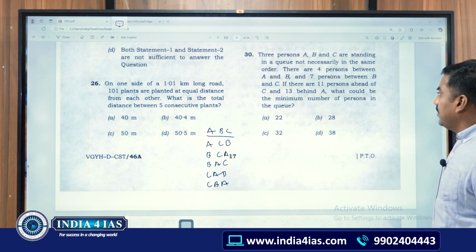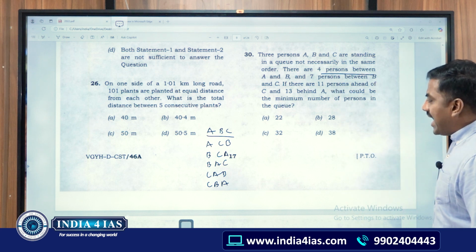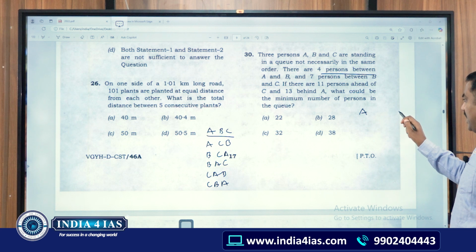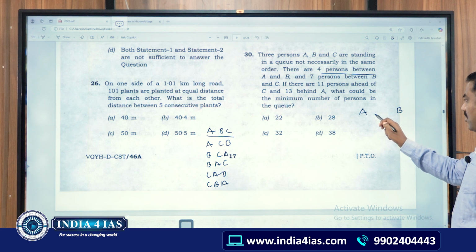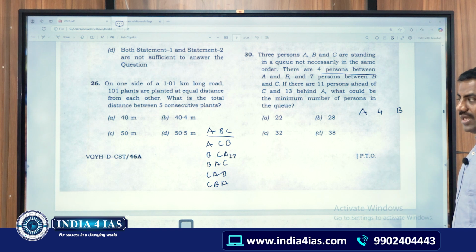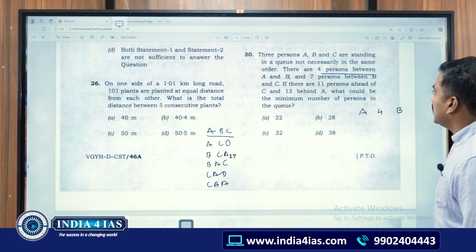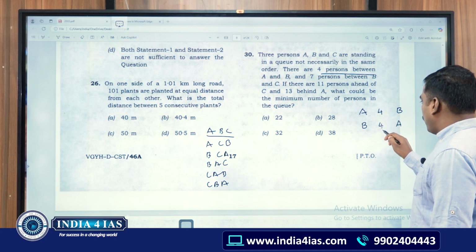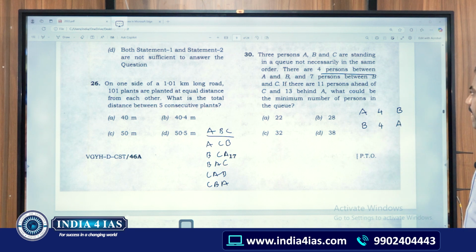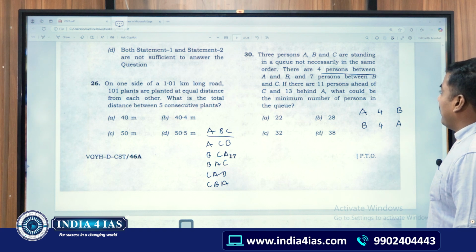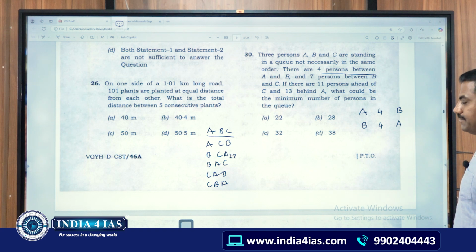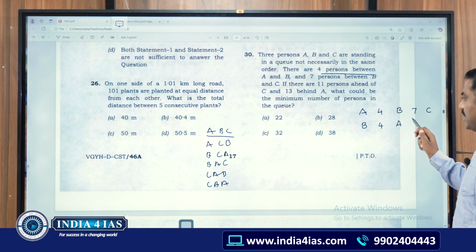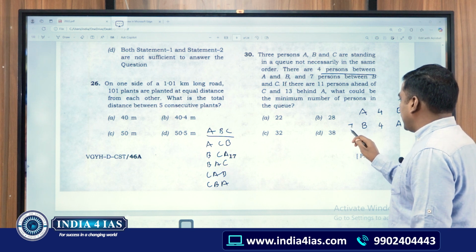Now, they are telling there are 4 persons between A and B. Let me start constructing this diagram. Between A and B, there are 4 persons. And if you reverse the case, between B and A, there are 4 persons. Now, 7 persons are there between B and C. So, B and C, if I write, there are 7 persons here, but if I bring the 7 here, C will come here.